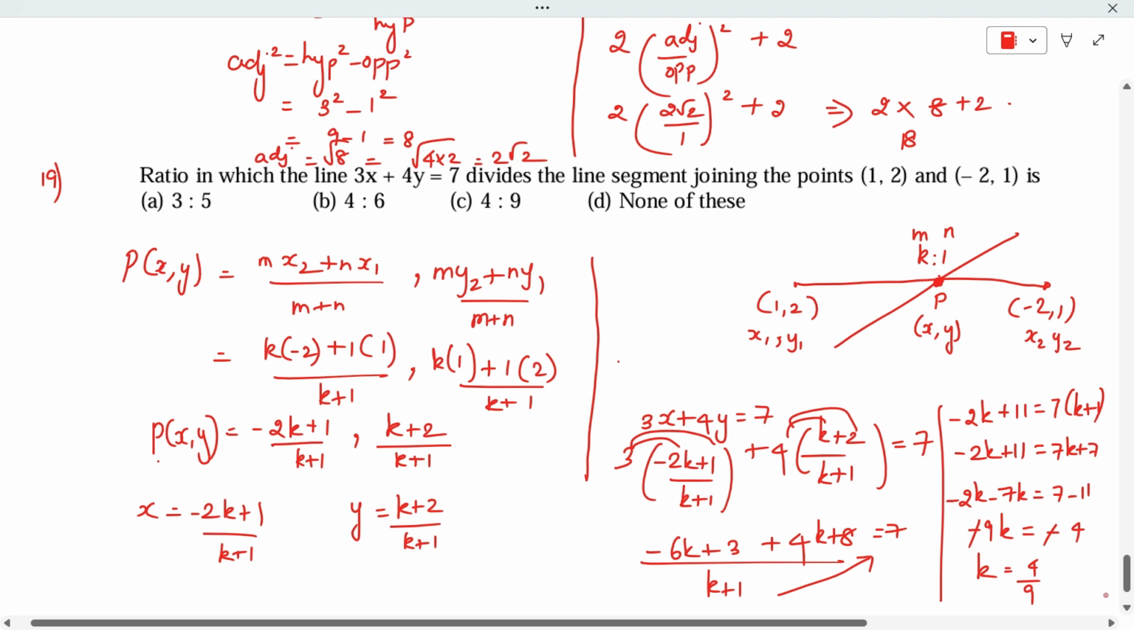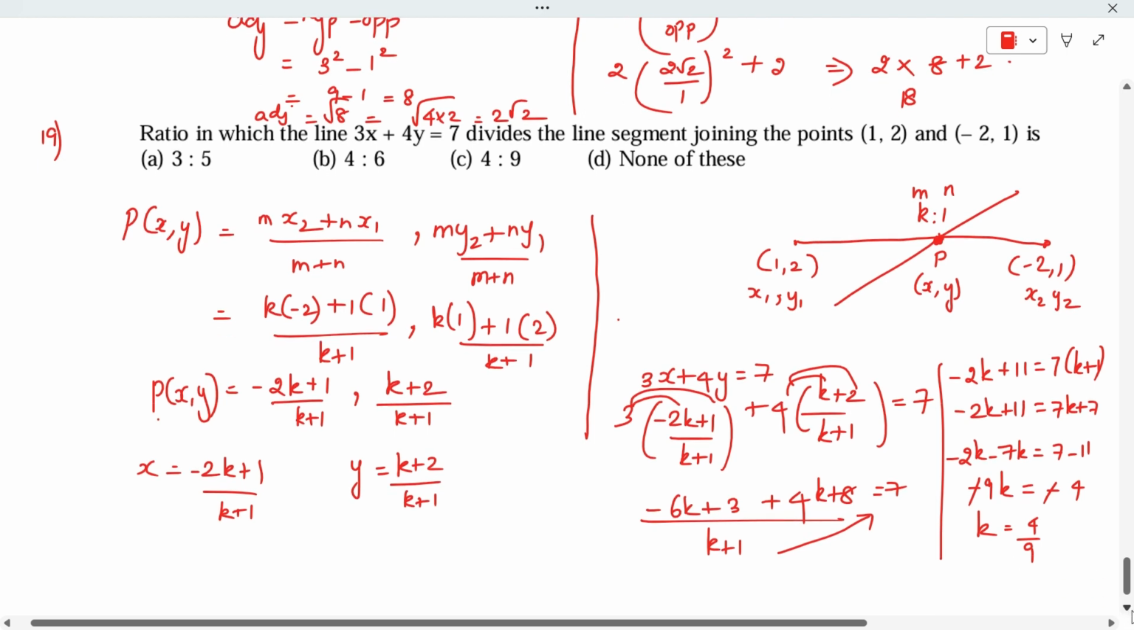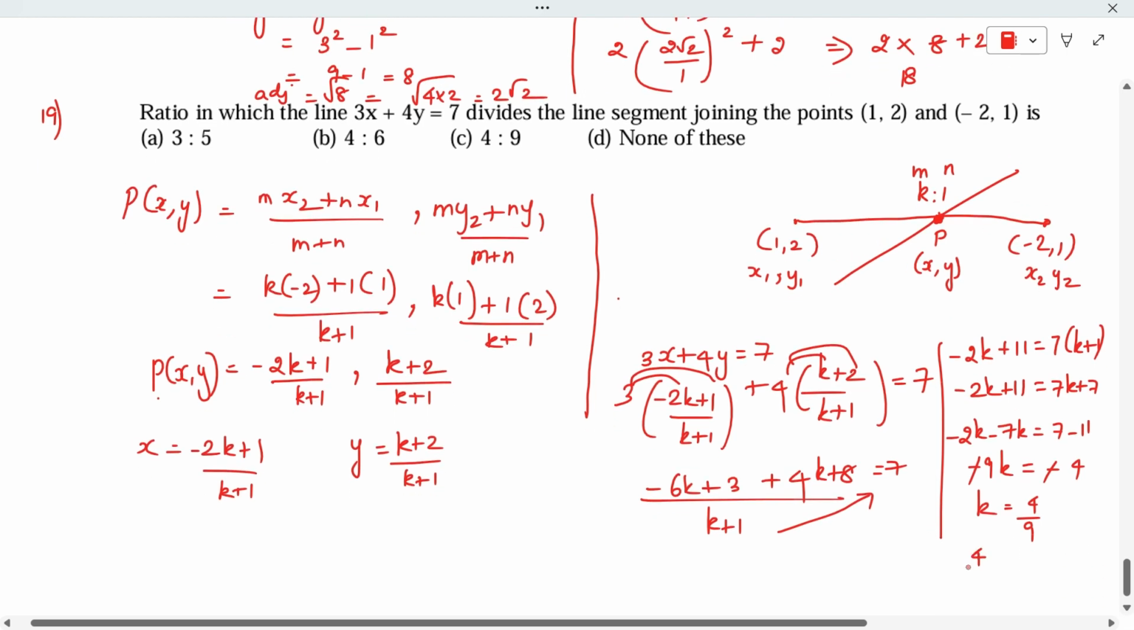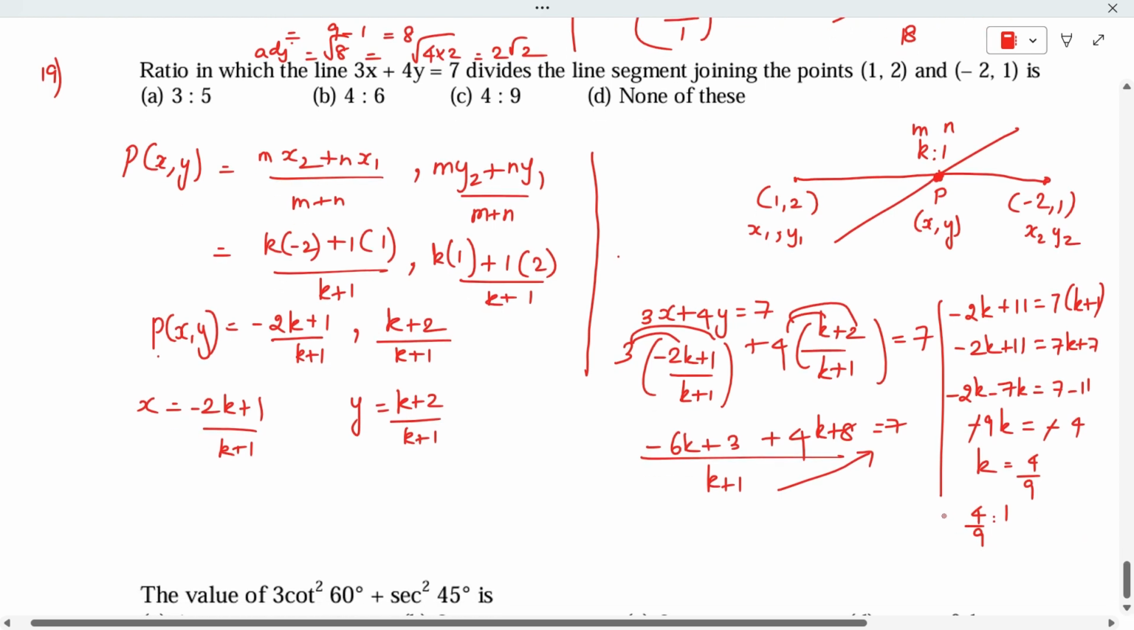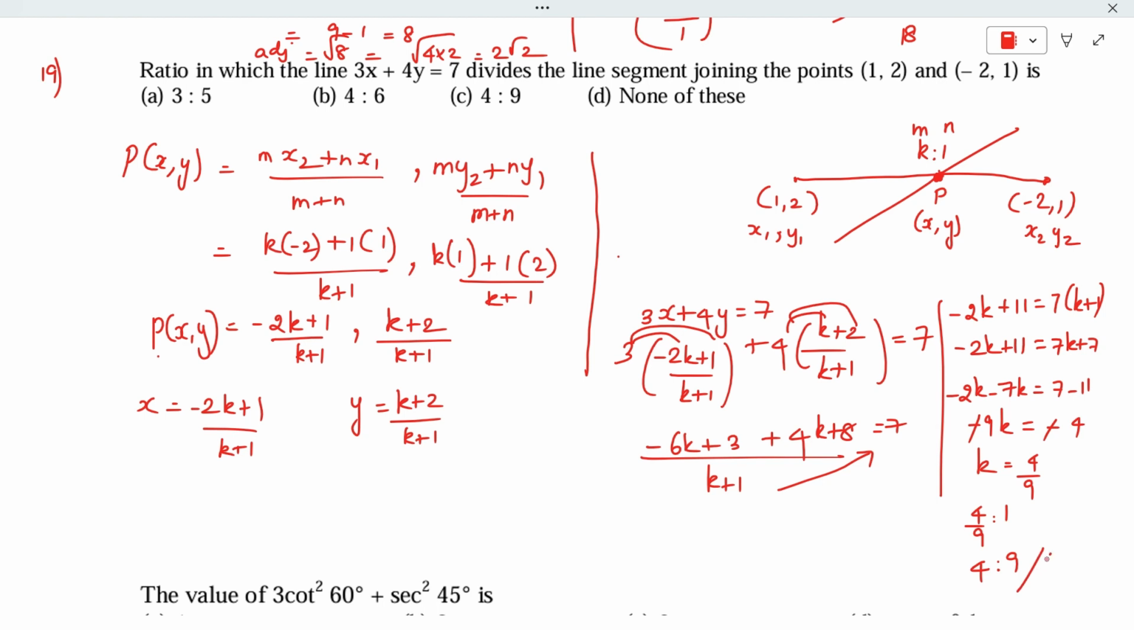So if I substitute in the ratio k is to 1, so I know the k is to 1 will become 4 by 9 is to 1. So take 9 to the other side or multiply by 9 on both the sides. So you will get 4 is to 9. Okay, so this is your answer. So the option is C, 4 is to 9.